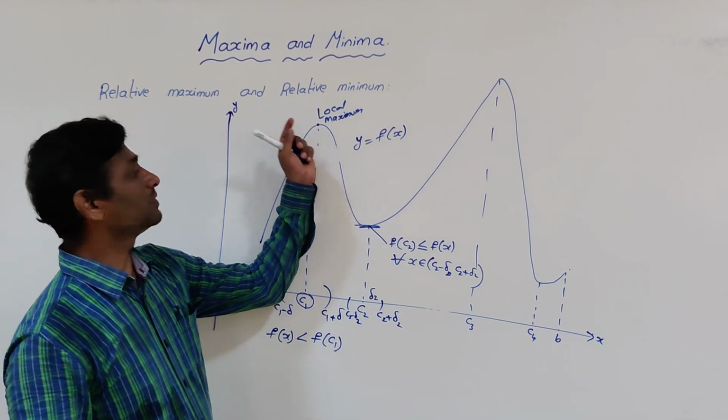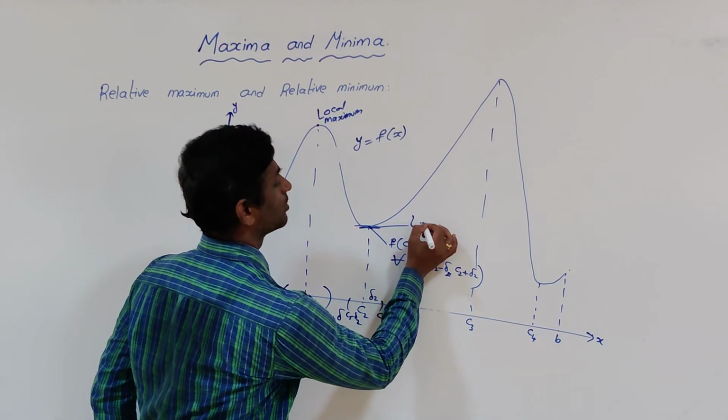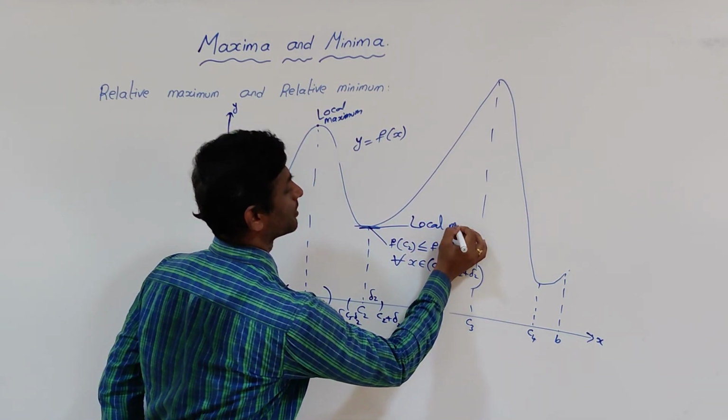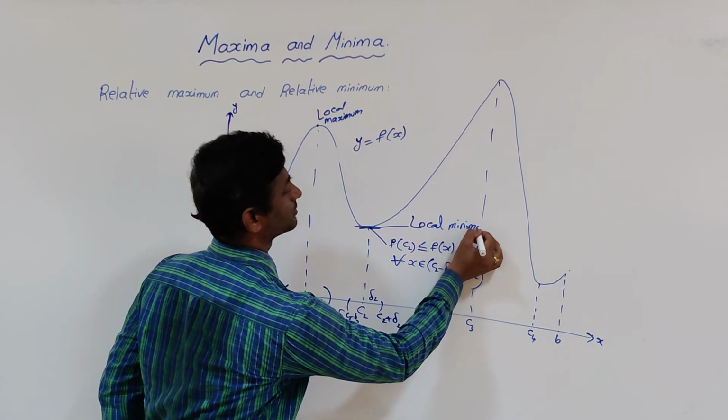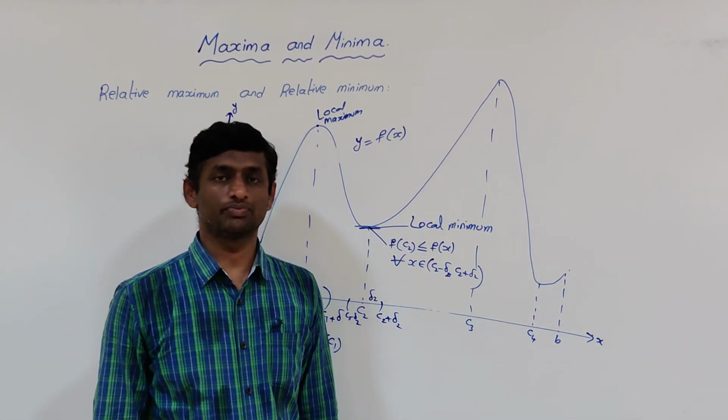So this local maximum is also called relative maximum, and this will be a local minimum, and this local minimum is also called relative minimum.